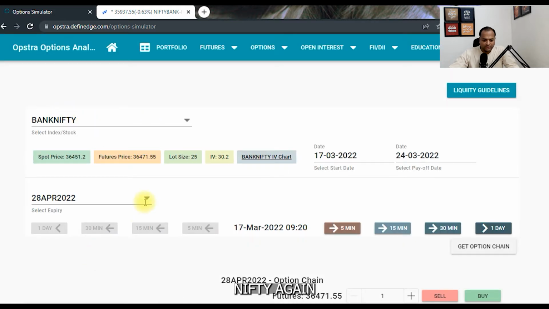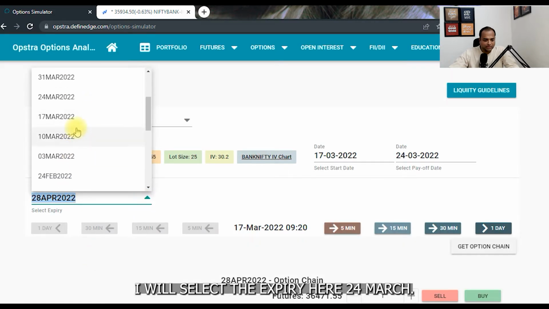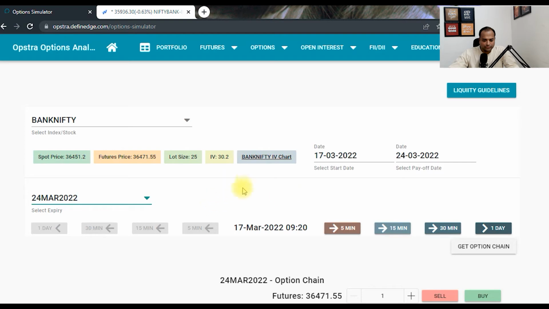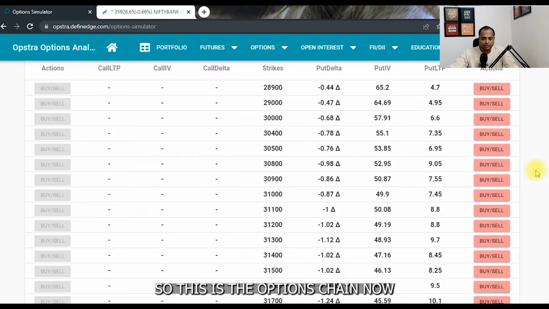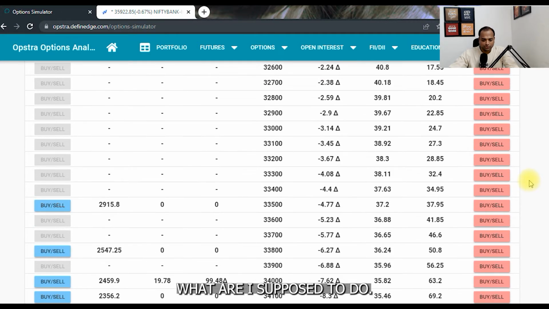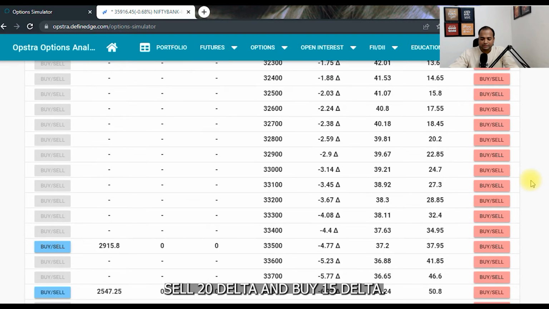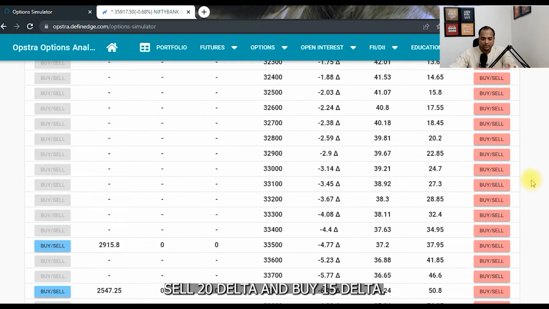Instrument is Bank Nifty. Again I will select the expiry here, 24 March. Okay, and I'm going ahead in the time. We are going to execute this trade at 3:15, right? Get option chain, right? So this is the option chain now. Now what am I supposed to do? I'm just supposed to sell 20 delta and buy 15 delta.